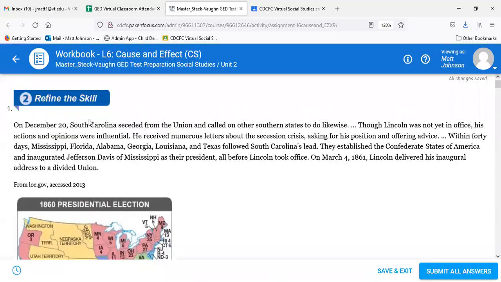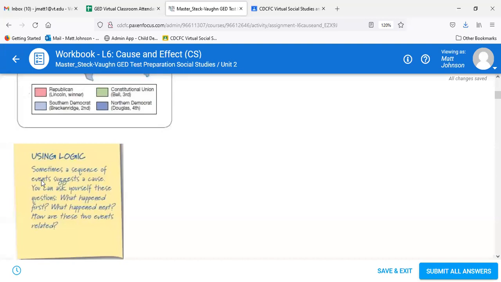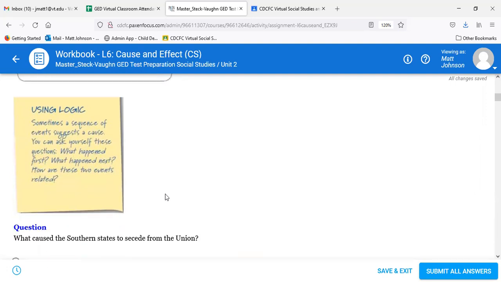All right, and it's the same passage there discussing Lincoln being elected and then the secession of a number of the southern states, then a few more follow on afterward. And then here it says sometimes a sequence of events suggests a cause. So you can ask yourself these questions like, what happened first? What happened next? How are these two events related? So you can sort of make an outline in your mind, or a timeline in your mind to see how things transpired.